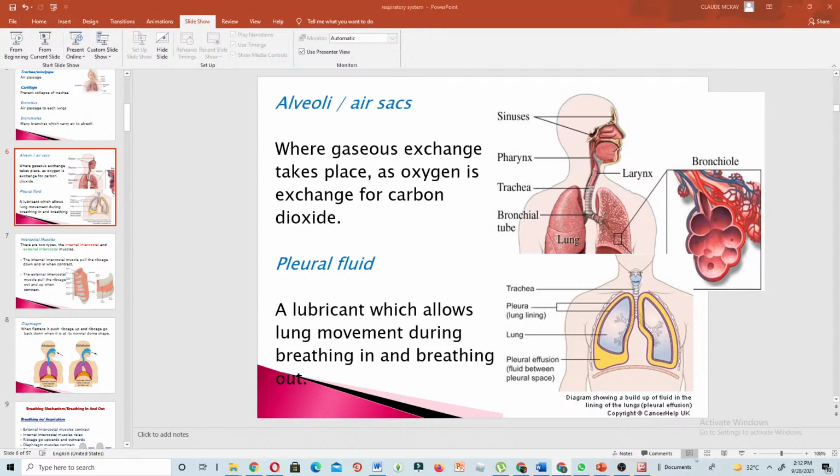Right, so the next component, or the next part, of the human respiratory system is what is known as the pleural fluid, and this fluid is very important. It serves as a lubricant. Now I'm going to bring up this image.